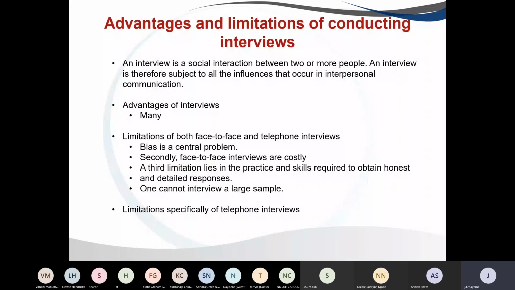another advantage we are told is that you can ask follow-up questions, right? Especially now in an unstructured interview, if you've asked a question and you get a very brief response or a yes or no response, you have that freedom to ask or prompt the participant for some more information about that. You're able to establish rapport.